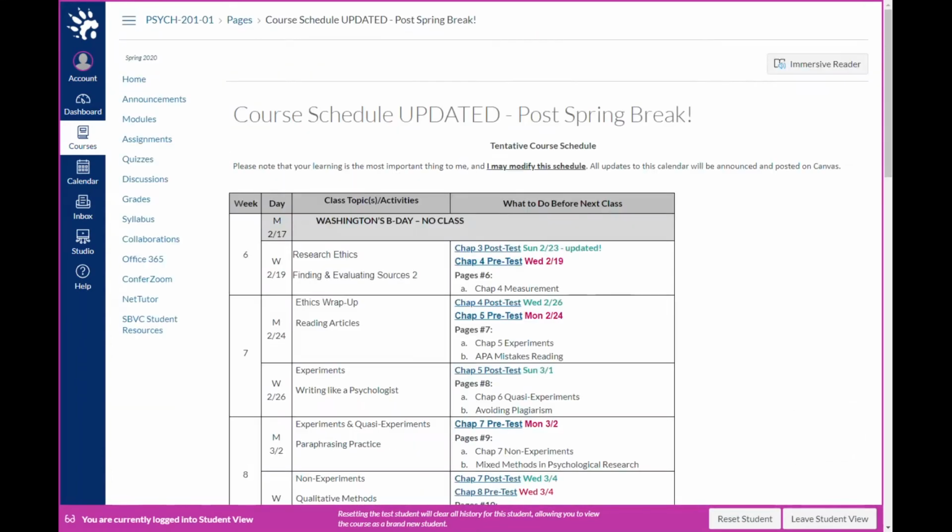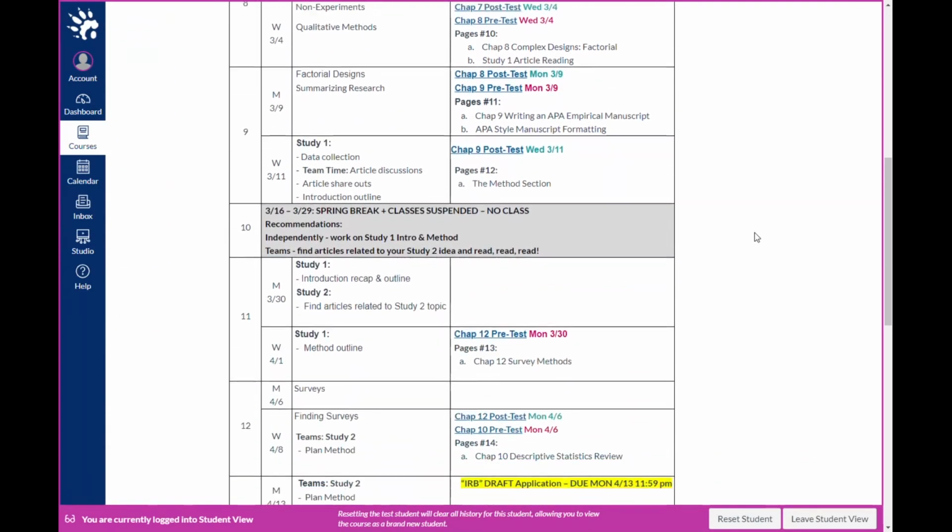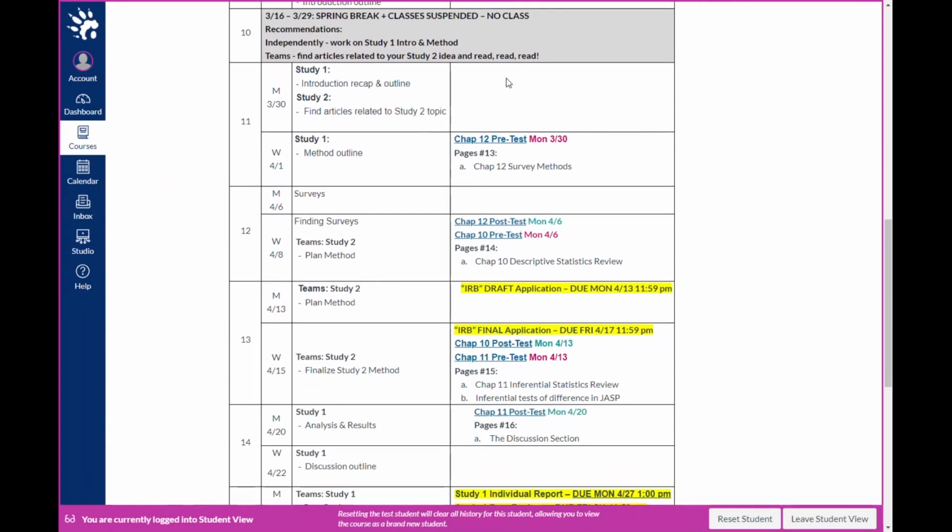The course schedule has been updated, so we are currently here in, I think it's actually week 12, but we went back over the introduction, recap, and outline. I want you to be working on finding those articles related to your Study 2 topic and letting me know what they are. For study one, we're getting started on that method outline and we'll continue working on this.